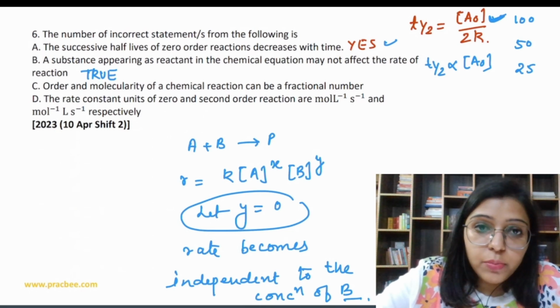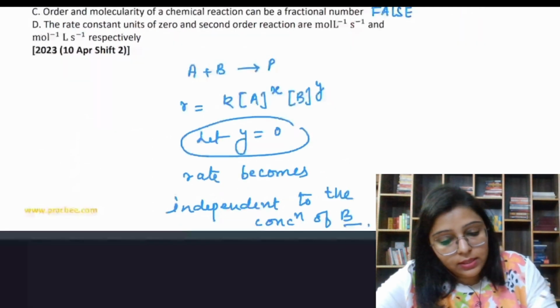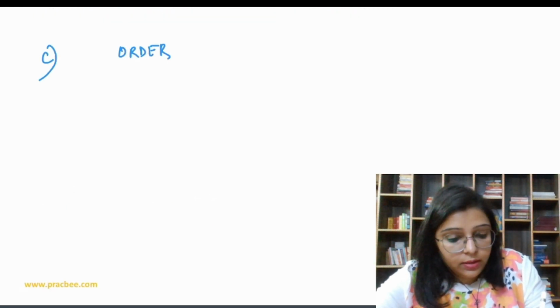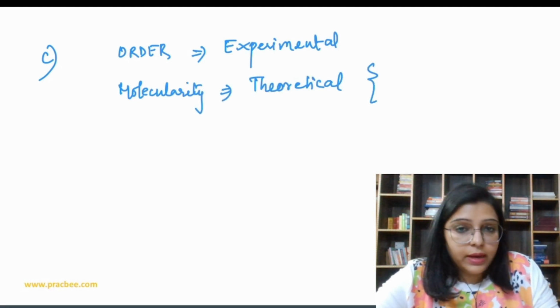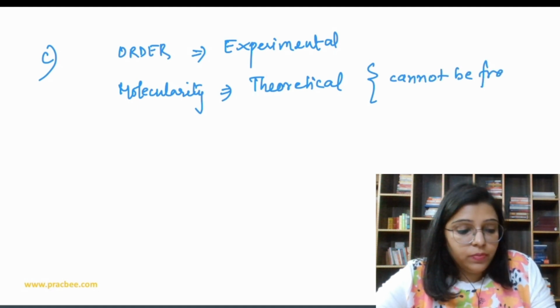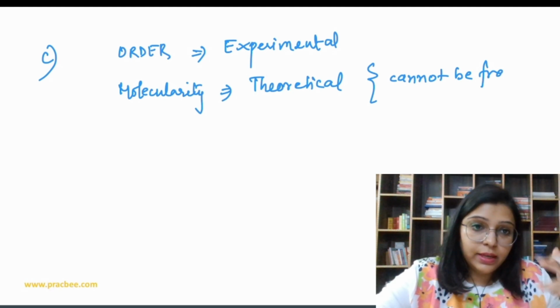Now the third one: order and molecularity of a chemical reaction can be a fractional number. See, this statement is false. Why is C false? Order is experimental, right? While molecularity is theoretical, so molecularity cannot be fractional. So that is false. Now let's understand statement number D.